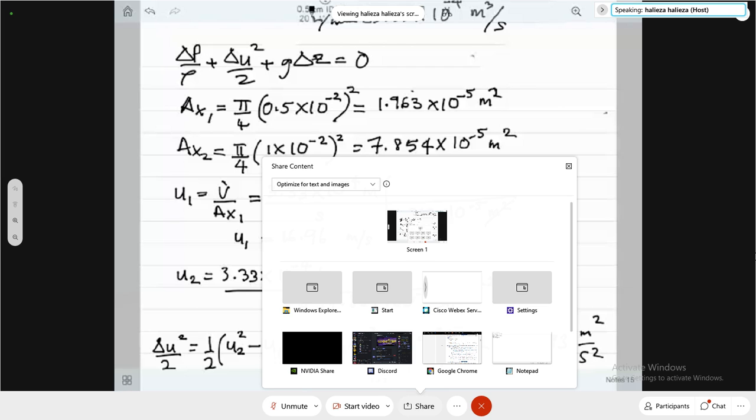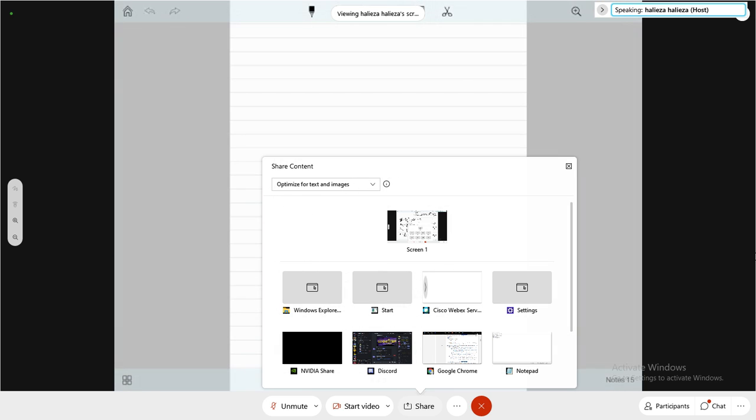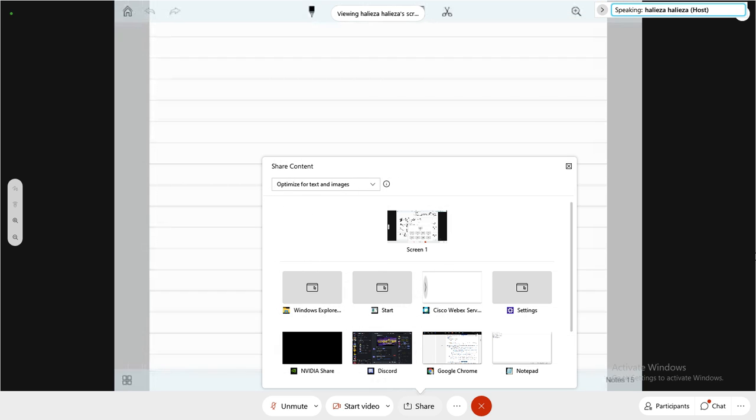Okay, now let's look at our next term. We have done this. Now we're going to look at the height. It's g delta Z, which is Z2 minus Z1.